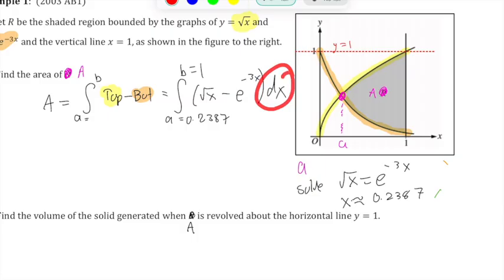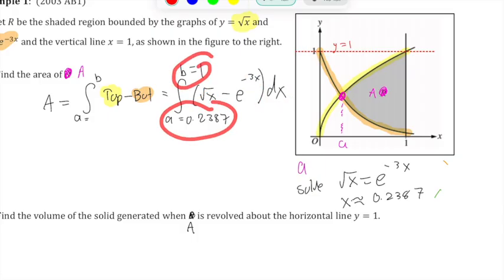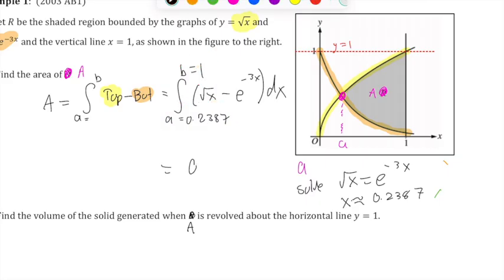And so we have dx, we have all of our x's, and these are boundaries of x. And so if I type this into my calculator, I'm going to get that the area is 0.4426 units squared.